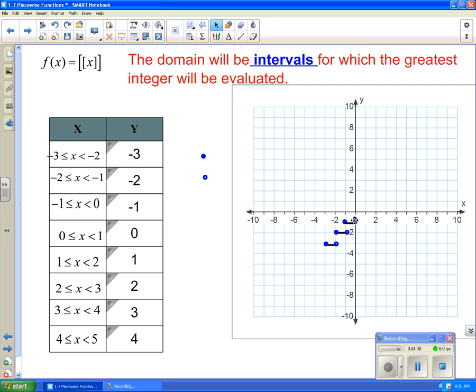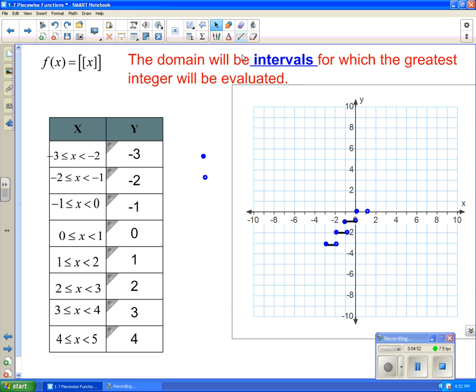Let's do one more just so you can kind of see. Let's look at this last one. X is between 0 and 1. If I get all the way to 0, the output would be 0, so I have a closed dot at 0, and it'll stay 0 until I get really close to 1, and when it gets there, it's going to be 0 still, so I have an open circle at 1, 0.